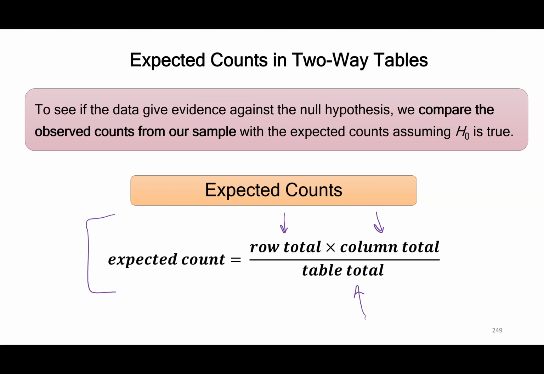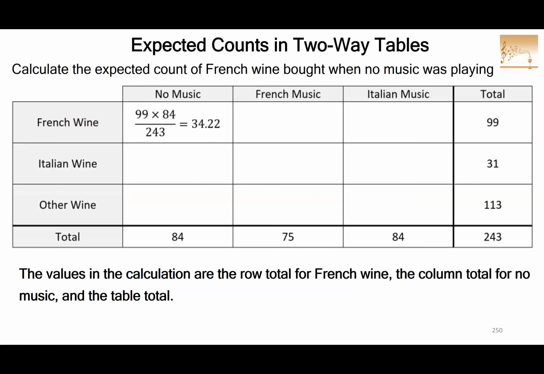We'll show some examples setting this up. For French wine and no music, my row total is 99, so 99 times 84 divided by 243. My expected value there is 34.22. It's okay that these are decimals. These are expected values. They're averages; in the long run, this is what we'd expect.